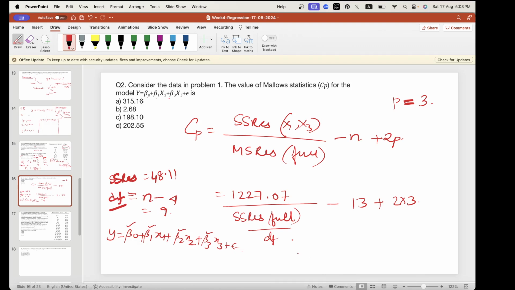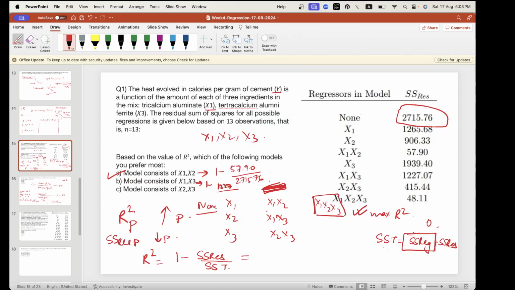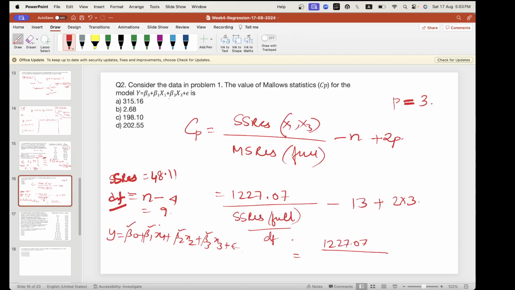Fine. Then this would be 1227.07 by SS residual full model containing 3 parameters. So n minus 4, 13 minus 4 would be 9, minus 13 plus 6. How much does it come to?